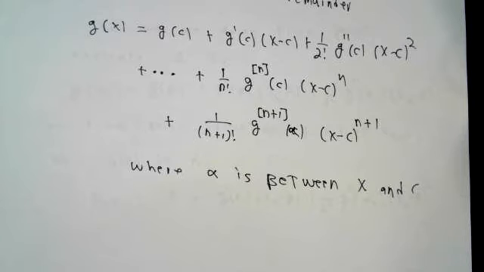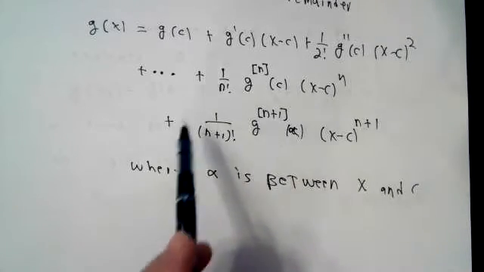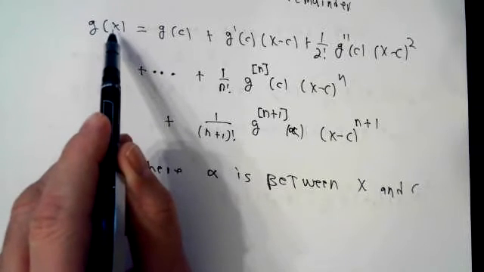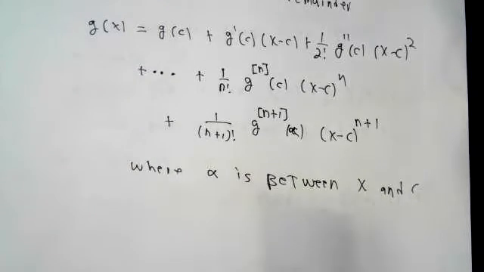out to the term that has the nth derivative in it, plus the remainder term, which is 1 over n plus 1 factorial times the n plus first derivative of g evaluated at some number alpha multiplied by x minus c raised to the n plus 1 power. And all I know about the alpha is it's between the place I'm evaluating g at and the center of my polynomial expansion.